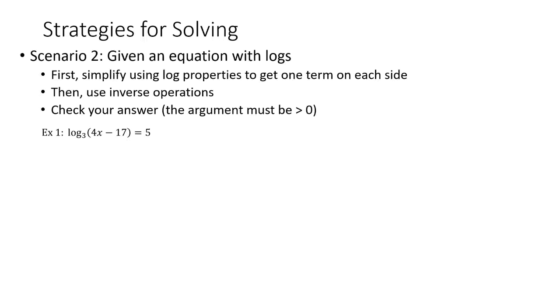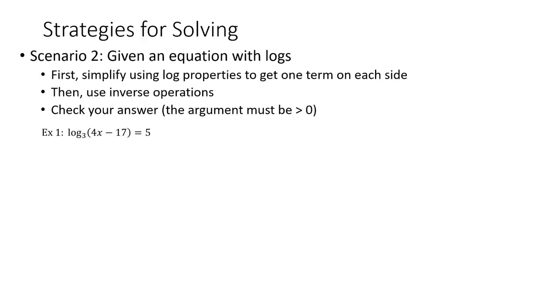Here we have one term on each side already, so that's great. So we have log base 3 of 4x minus 17 equals 5. So we have a base of 3, we have an argument of 4x minus 17, and an answer of 5. So we need to solve for x. So right now, x is within an expression, and we've taken log base 3 of that expression.